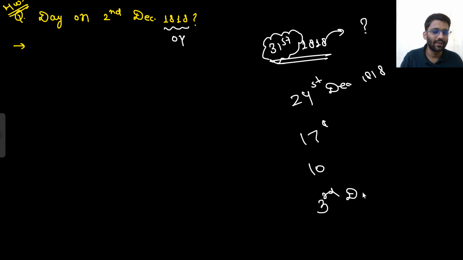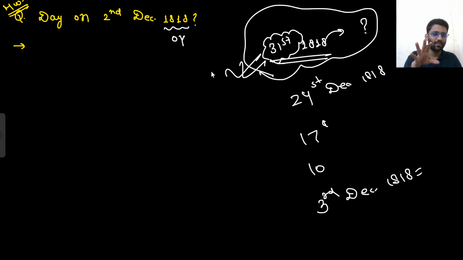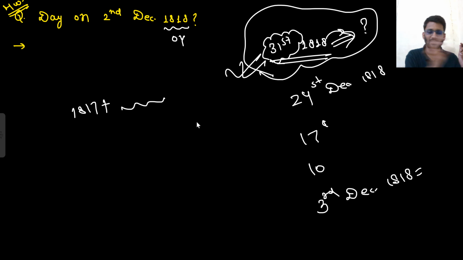So on 3rd December 1818, you would be having the same day which you got here, and on the previous day you would be having one day lesser. So my target, if this question came in front of me in the examination, would have been to solve till 1818 only. Then I would have moved backward. Or I can solve till 1817, then move in the months.